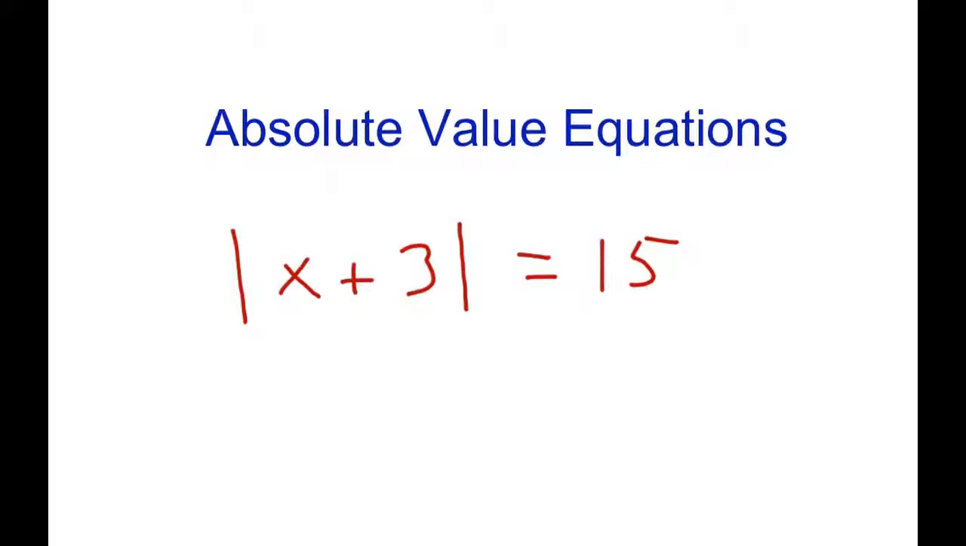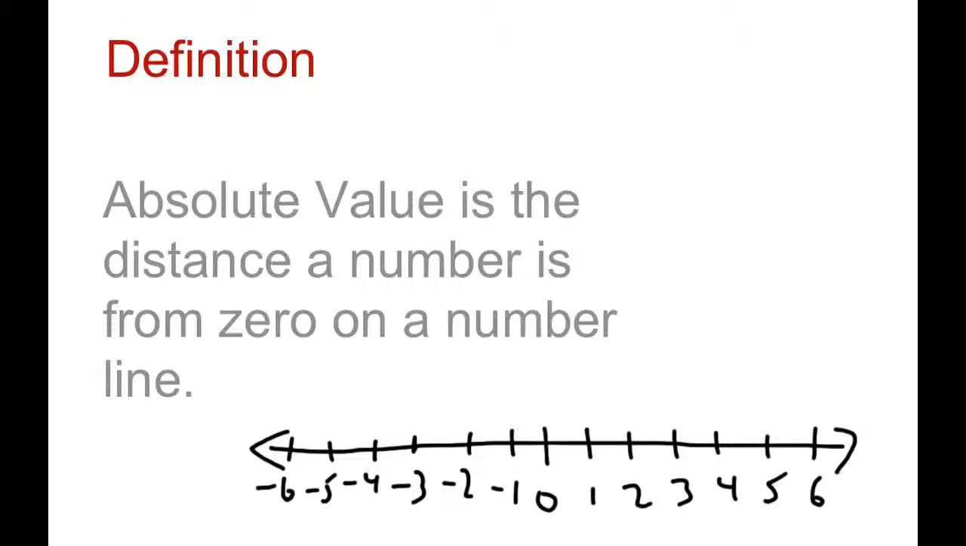Today we're going to look at absolute value equations. All right, first let's start with the definition of absolute value. Get back to basics. Absolute value is the distance a number is from zero on a number line.